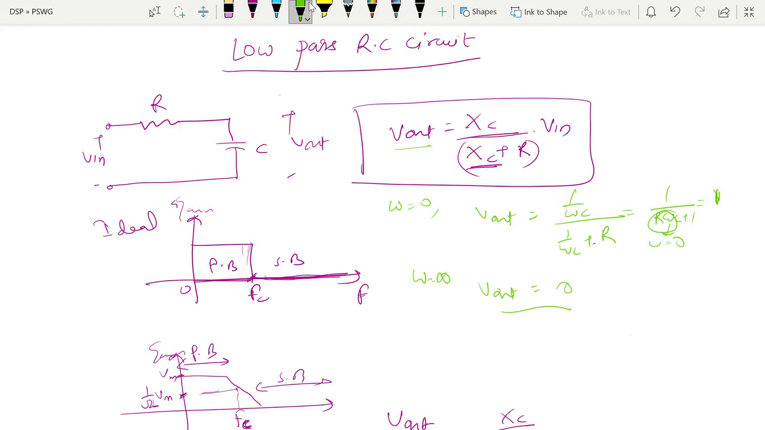So in this case, for low frequency the output will be non-zero, and omega equals infinity is considered high frequency. For high frequency, when omega goes to infinity, Xc becomes zero, so the output voltage is zero. It means for high frequency this RC circuit will not pass. It will block the high frequencies and pass only the low frequencies.